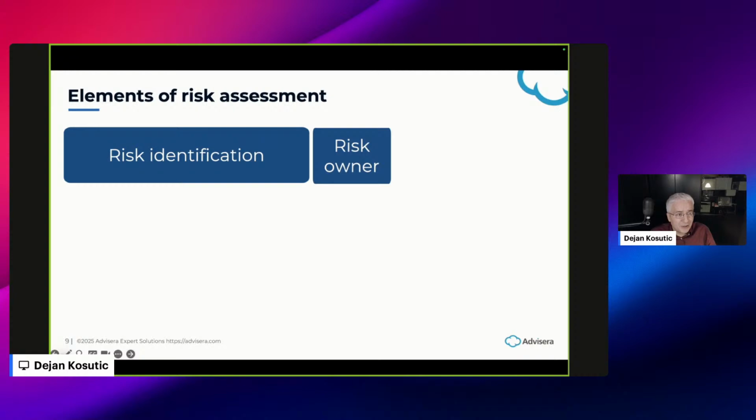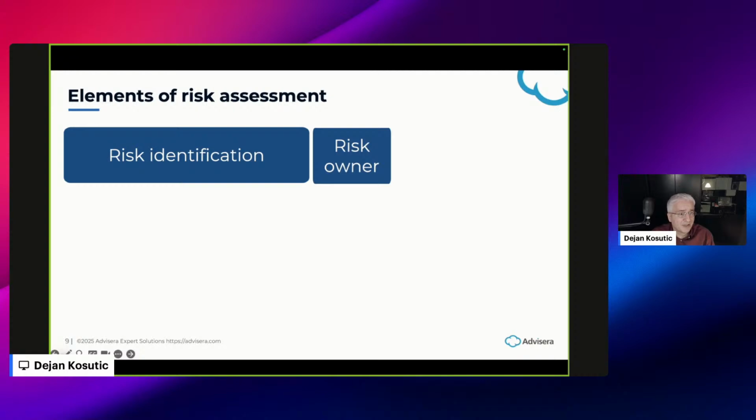The next element that is mandatory is risk owner. So for each risk, you have to define who is the owner, meaning who is the person responsible for handling this particular risk. Typically, this is a person who is the closest to this asset, who knows this asset the best. So if you have a physical server in a data room, then probably this will be some IT administrator who is in charge of this and who is the asset owner.